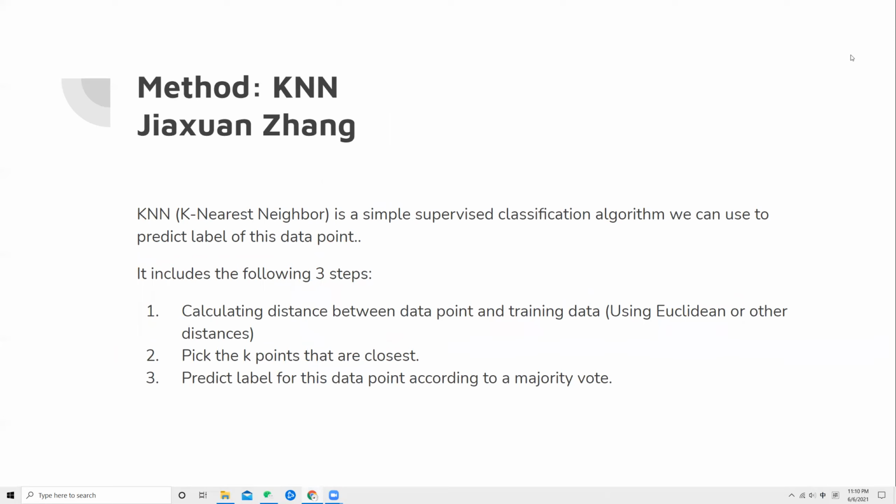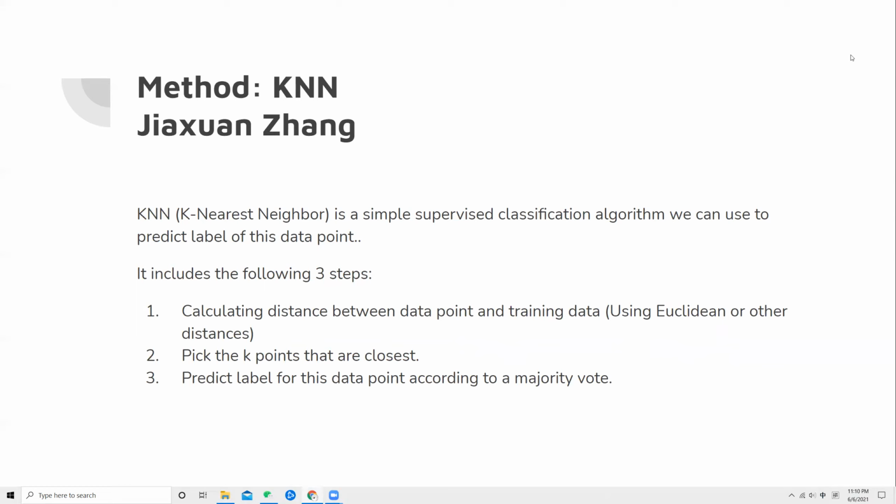Next part. Hi, my name is Jiaxuan, and I want to introduce my part, which is using the KNN algorithm. KNN is a simple supervised classification algorithm that we can use to predict the label of a data point. Simply speaking, it includes the following 3 steps.